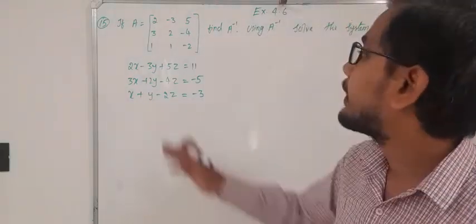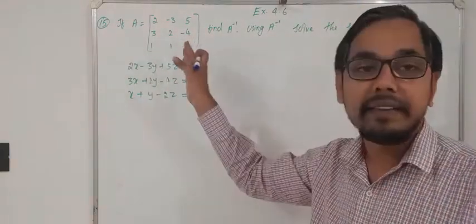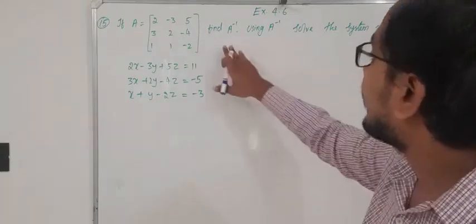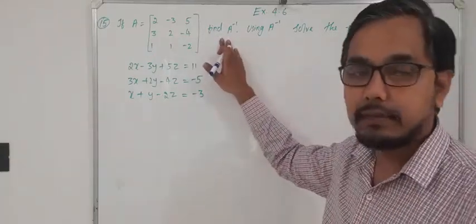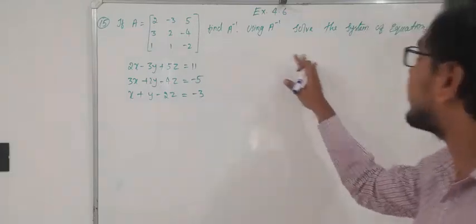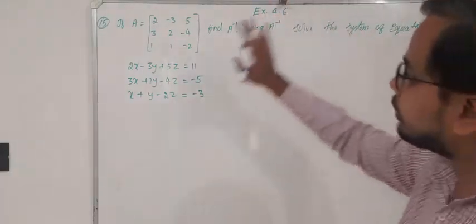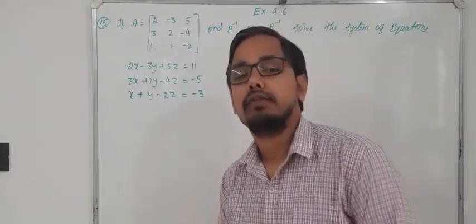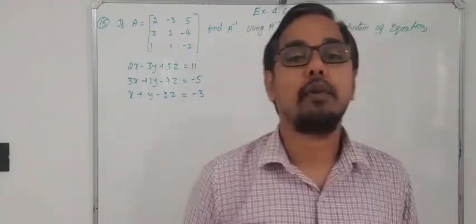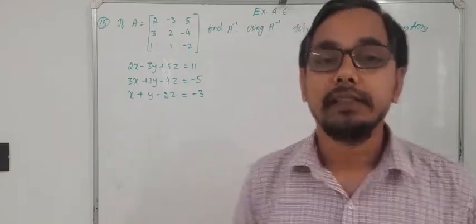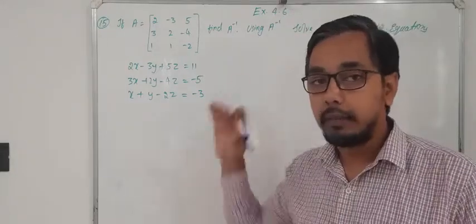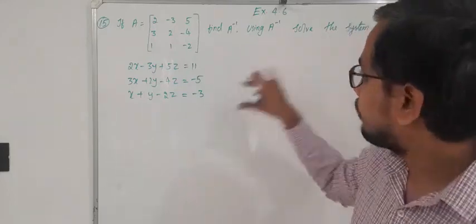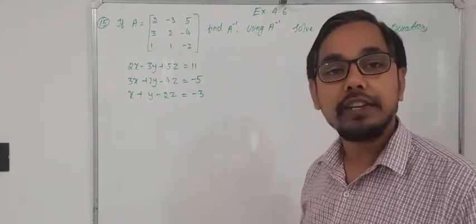What they have given here is a matrix A which is a 3 cross 3 matrix. They have asked us to find A inverse, which is quite simple, and using A inverse they have asked us to solve the system of linear equations, right? The previous problem and this problem are one and the same, but the method or the approach is different. The pattern of asking the question here is different.